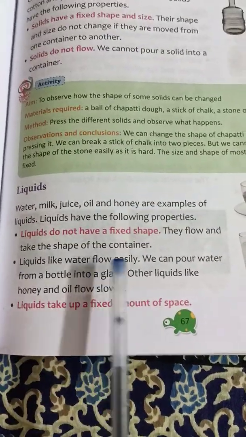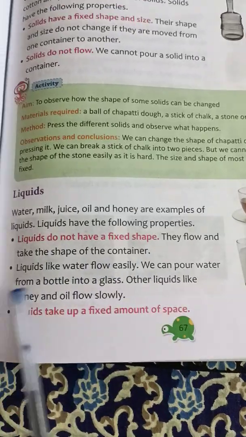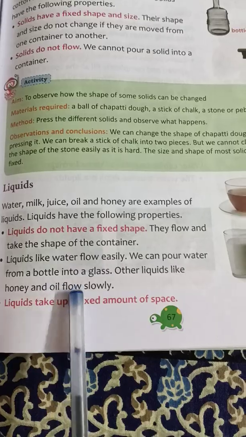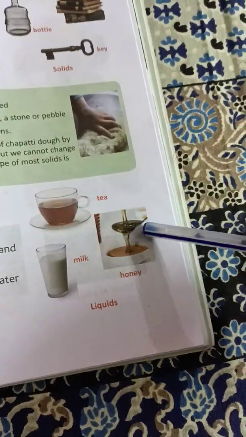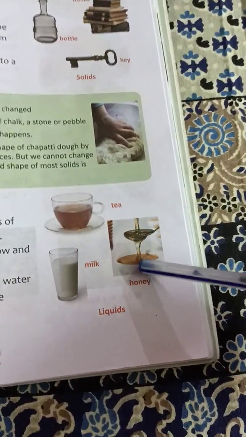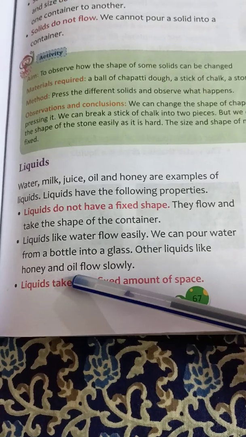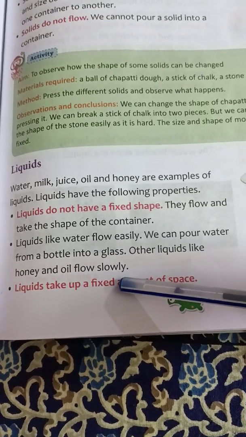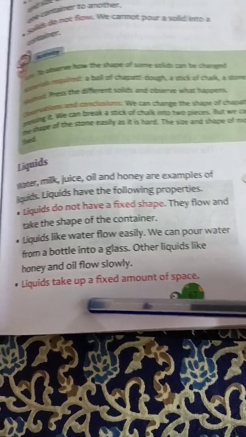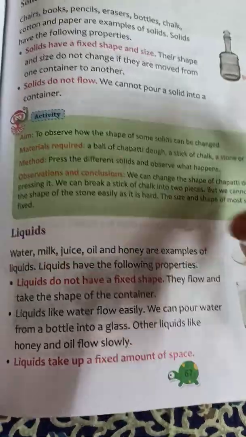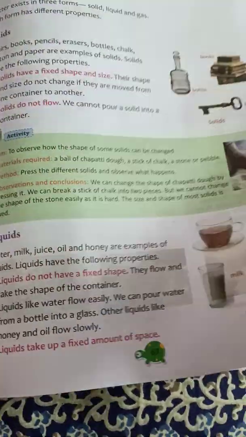Liquids like water flow easily. We can pour water from a bottle into a glass. Other liquids like honey and oil flow slowly. Honey is also liquid, but it flows a little bit slowly. But whichever is in watery form flows very easily. Liquids take up a fixed amount of space. In whichever container they are poured, they take that amount of space.